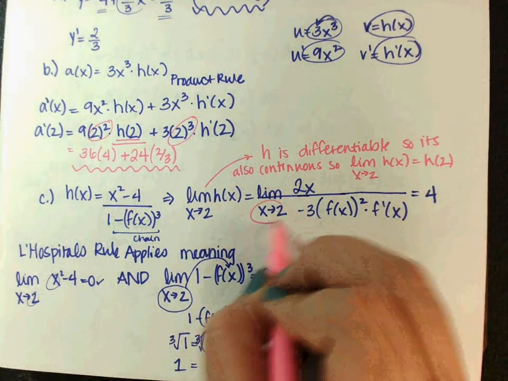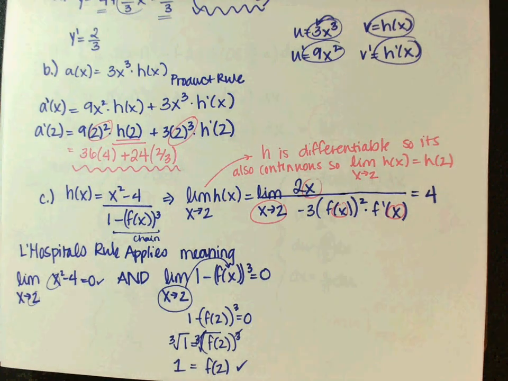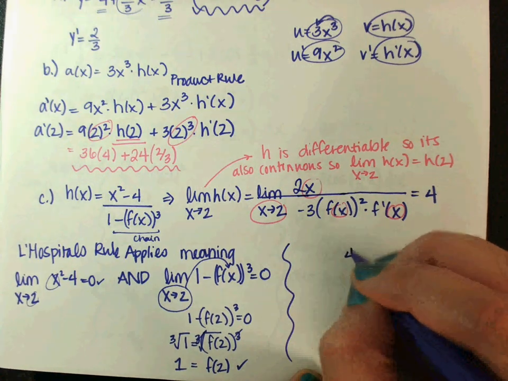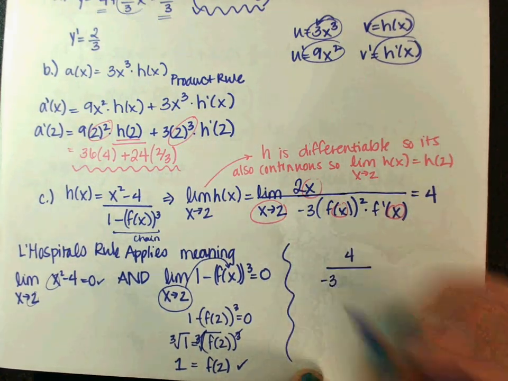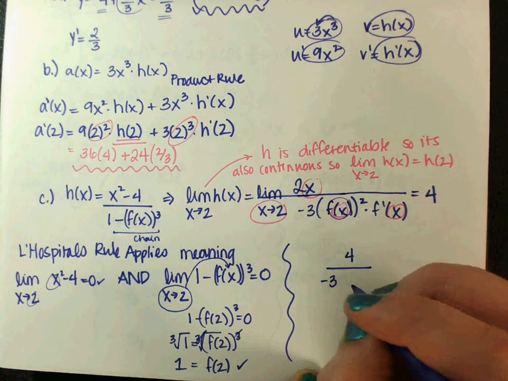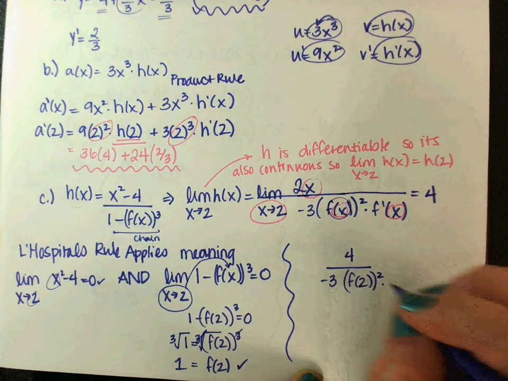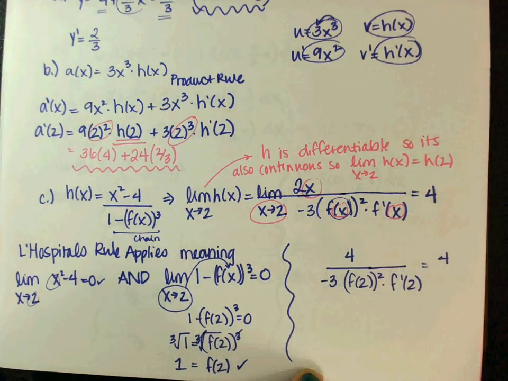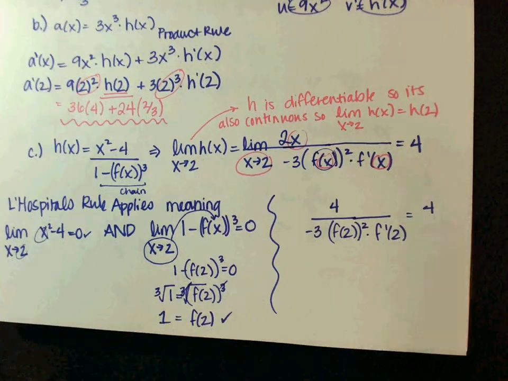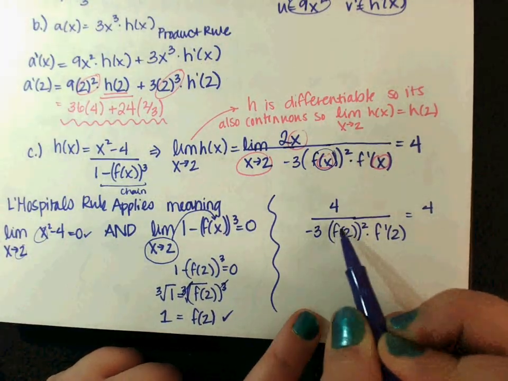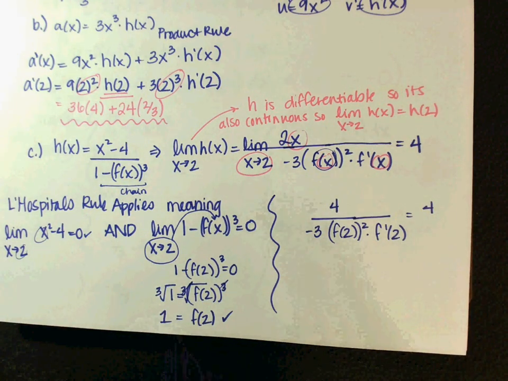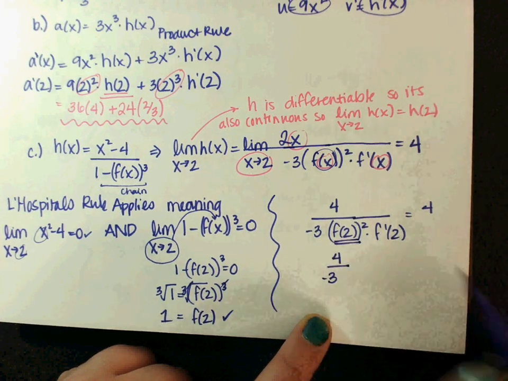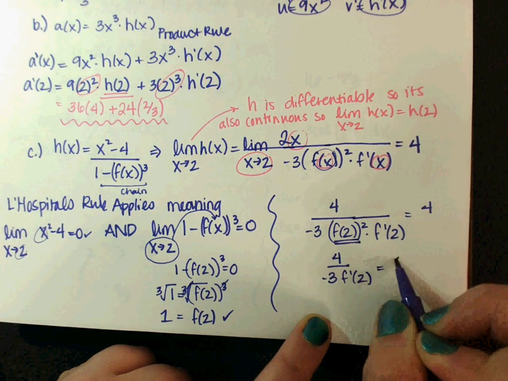So I'm going to take my x approaching 2 and plug it in here, here, and here. I'm going to end up on the top with 2 times 2, which is 4, over negative 3. Down here I'm going to have an f of 2 squared, and then times an f prime of 2, that's my unknown, and then equal to 4. The first thing that I'm going to do here is plug in f of 2. We already found this earlier. F of 2 is 1. So really this is 4 over negative 3, and that's really just a 1 squared. Nobody cares about that. And then an f prime of 2.